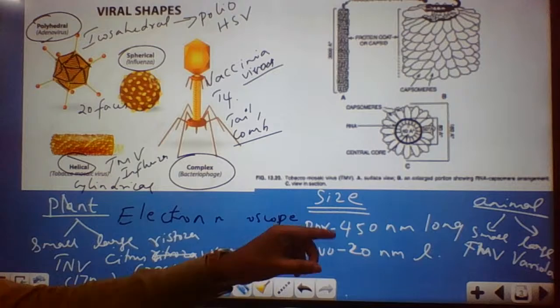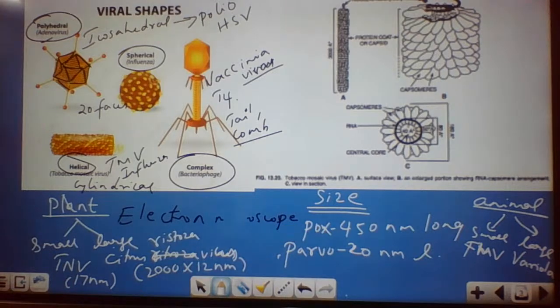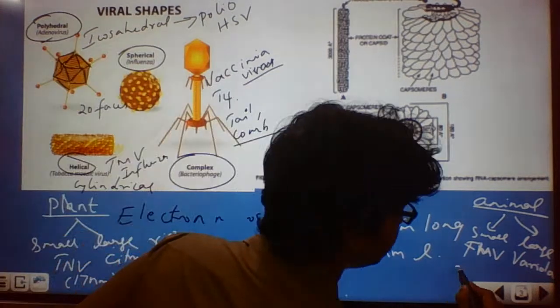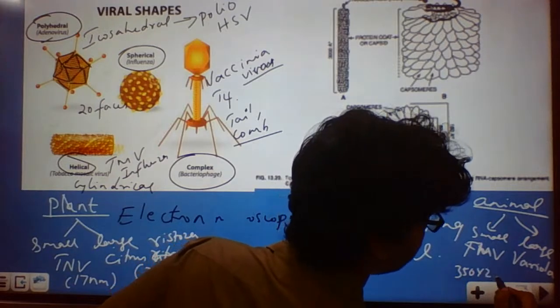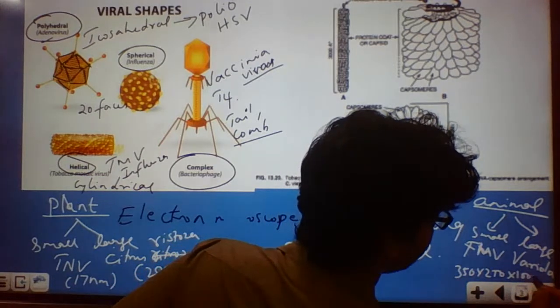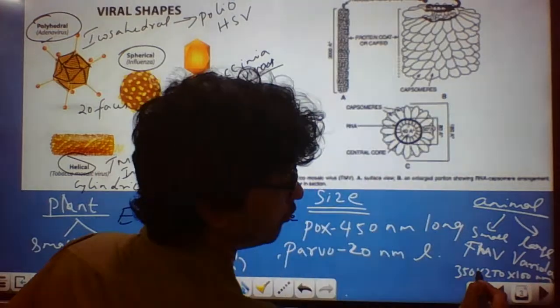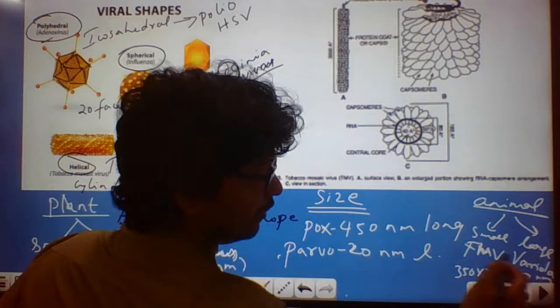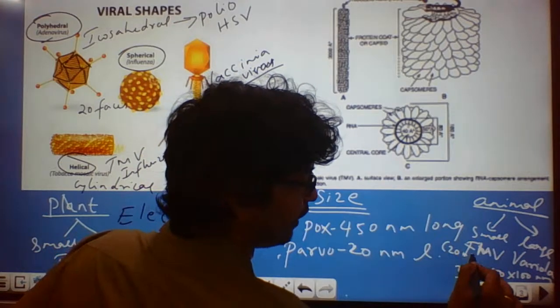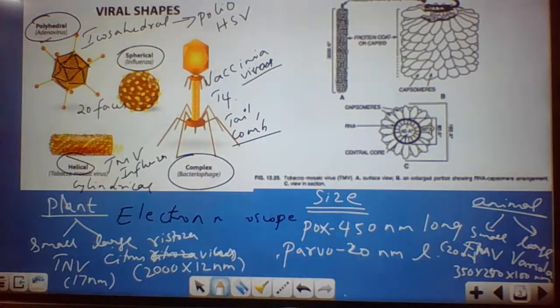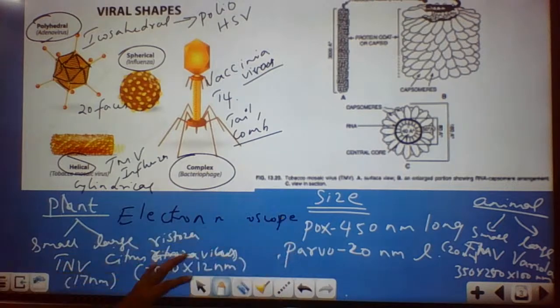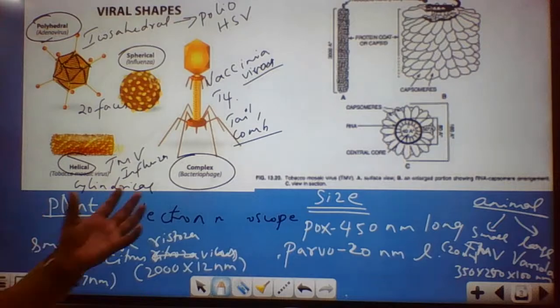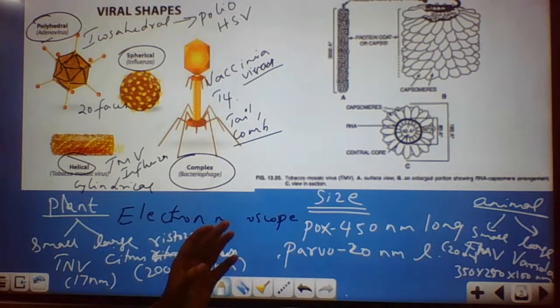The variola virus is 350 by 250 by 100 nanometers. But foot and mouth virus is only 20 nanometers. This is the smallest animal virus. So as far as size is concerned, I have given an explanation for the plant as well as for the animal, which is the smallest and which is the largest.